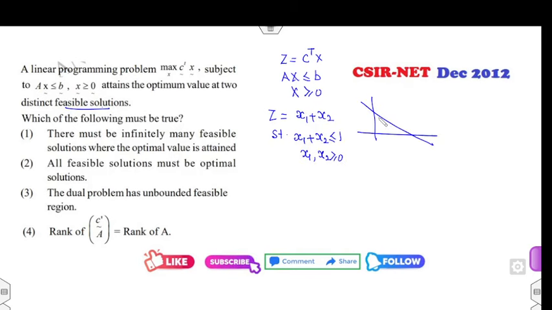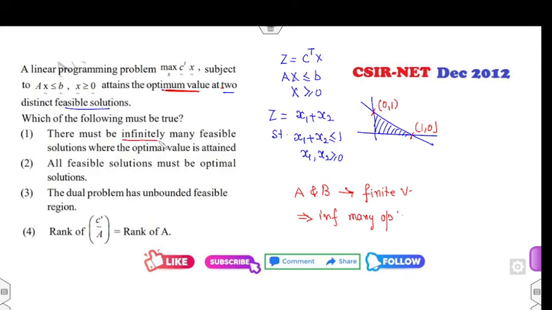What is my feasible region? This is my feasible region. The optimal values are at two distinct points, this is (0, 1) and this is (1, 0). Now, the optimal occurs at the two points A and B. That means it occurs at a finite value, and that means it has infinitely many optimal solutions.